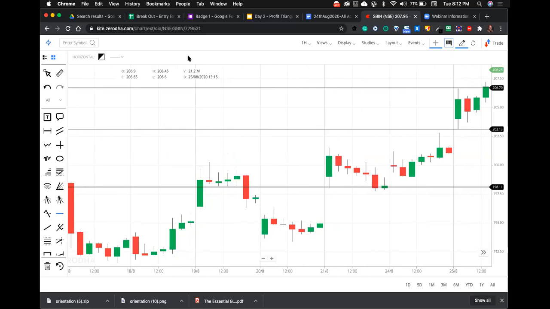After you bought, you put your stop loss, you put your targets, and all the other additional stuff happens. If it would have gone down, then you would have sold. That's how you use your high and low.